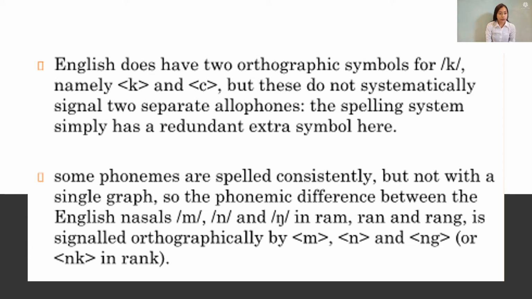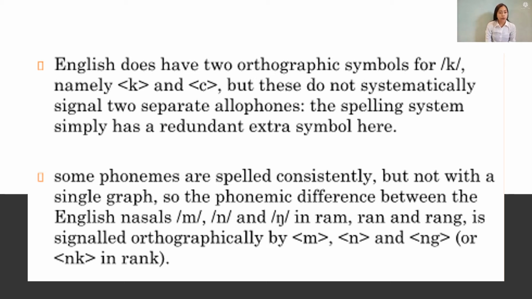For example, English does have two orthographic symbols for K, namely K and Ch. But these do not systematically signal two separate allophones. The spelling system simply has a redundant extra symbol here.